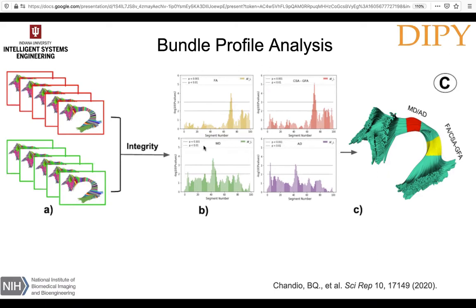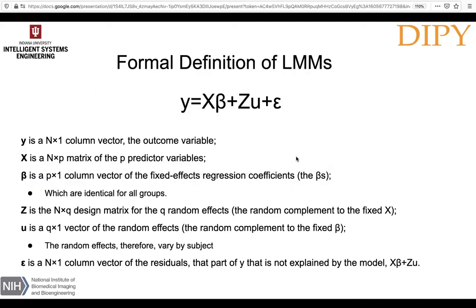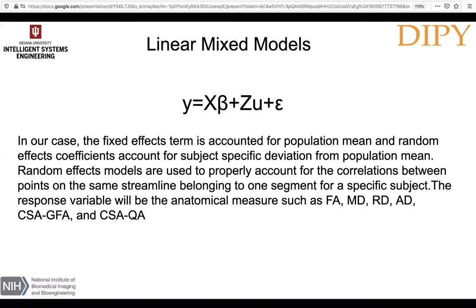So we apply linear mixed models for the group analysis. Linear mixed models are an extension of simple regression models, where in simple regression models we just have fixed terms, but in a linear mixed model, we have this random effect term as well. In our case, the fixed effect term accounts for the population mean, and the random effect coefficient accounts for the specific deviation from the population mean. And this is the error term.